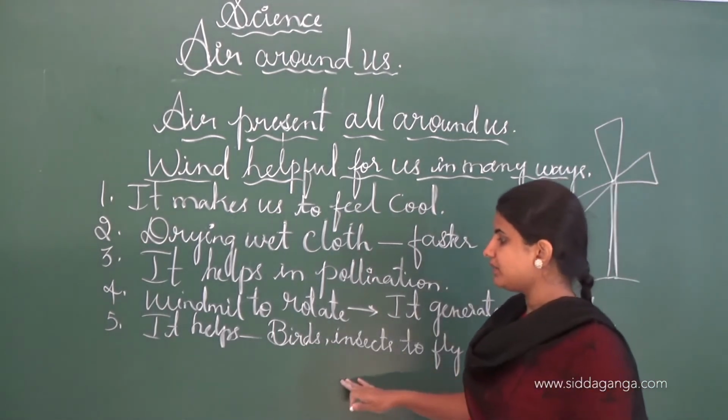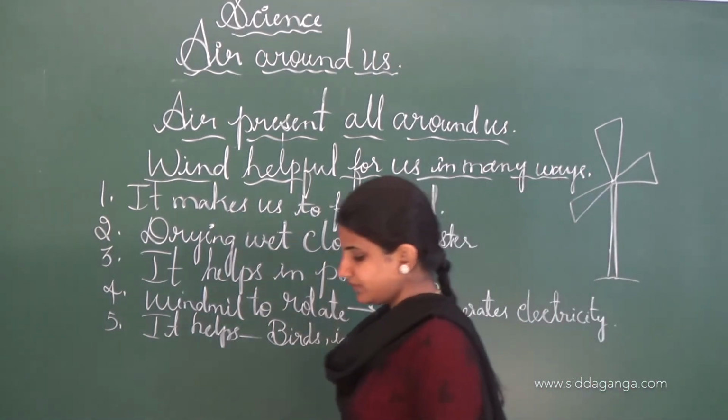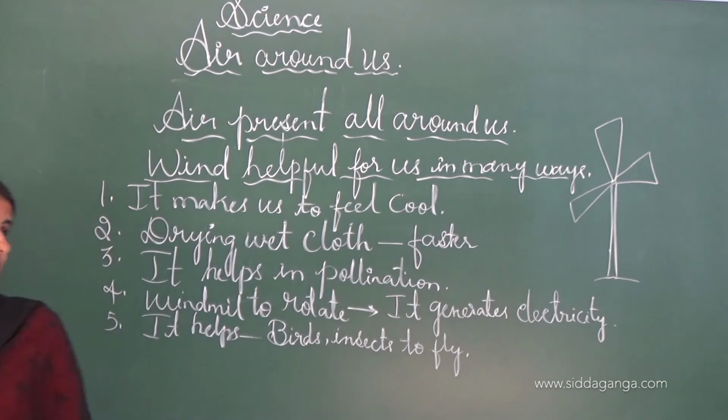Next one is it helps the birds and insects to fly in the air. These are the different ways the wind is helpful for us. Next we shall move on to the composition of the air.